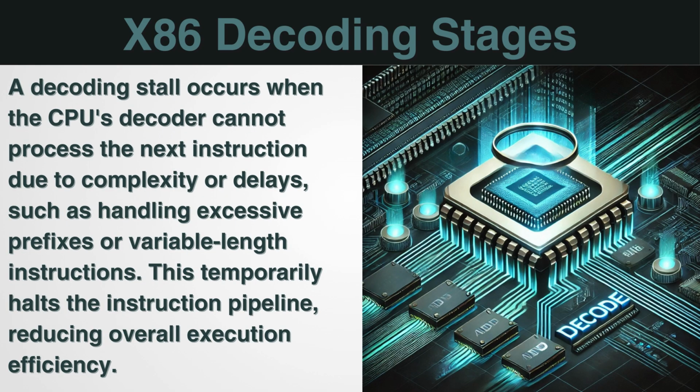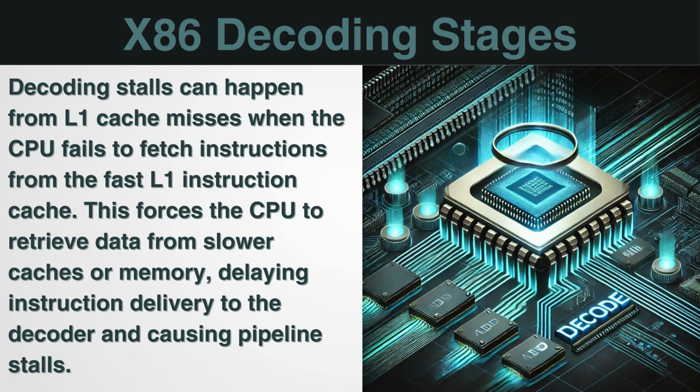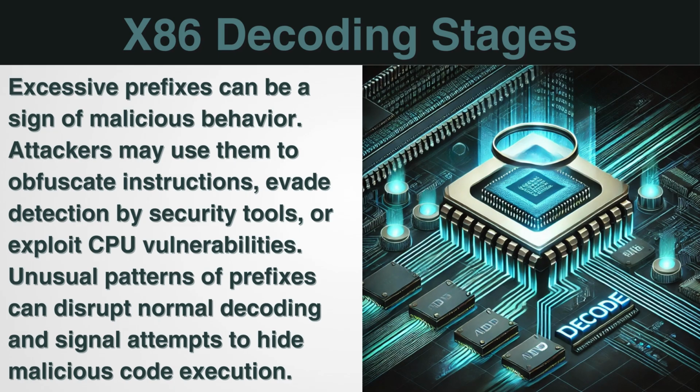A decoding stall occurs when the CPU cannot decode instructions fast enough to keep the pipeline full. The CPU pipeline relies on a steady flow of microops. If the decoder takes too long to handle prefix-heavy instructions, the pipeline stalls, meaning execution units sit idle waiting for instructions to decode. Decoding stalls are common when instruction prefixes are overused, like complex x86 instructions with multiple override prefixes, or when cache misses occur in the L1 instruction cache, or when the CPU switches modes, like from 64-bit to 32-bit.